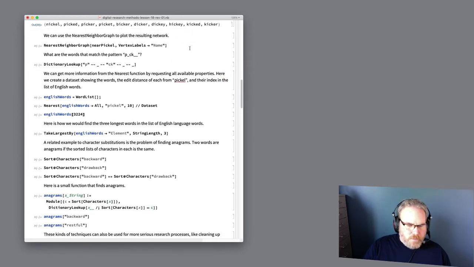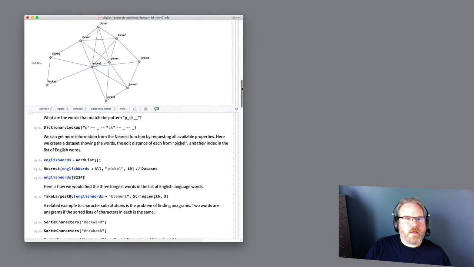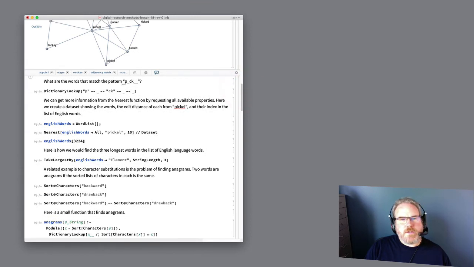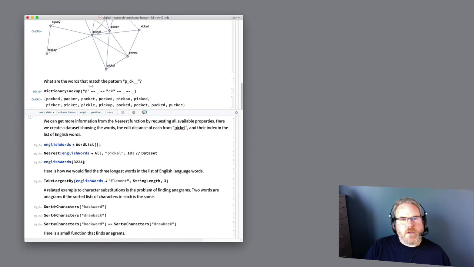We can actually plot this with the nearest neighbor graph and see how each of these are related to one another too. So for example, bicker and kicker are separated by a single character, the first character, both of those in the close neighborhood of pickle. We can also say, well, what are words that start with a P, have a character we can't make out, have a CK, and then some more characters we can't make out, 2 more characters? Do that with dictionary lookup and a string pattern. This might be the word packed, or packer, or packet, or picket, or pickle, or pickup, and so on.